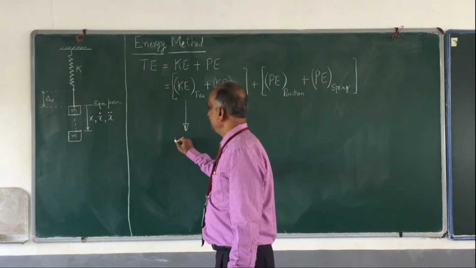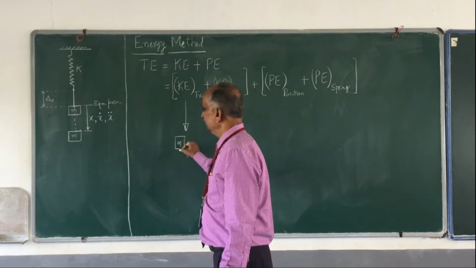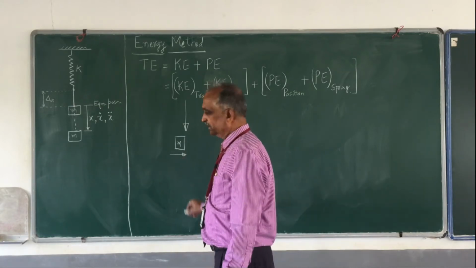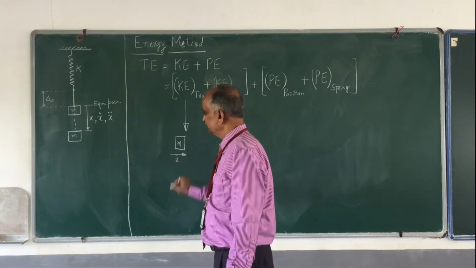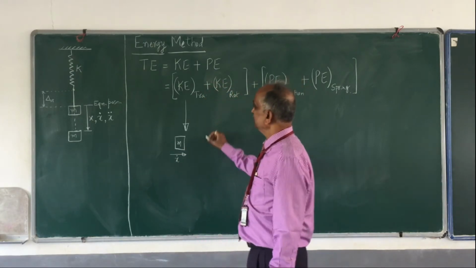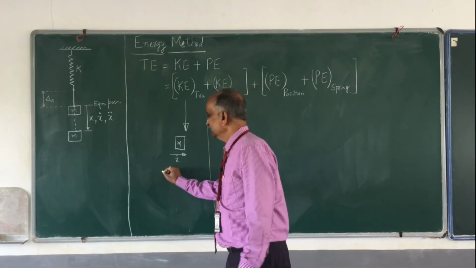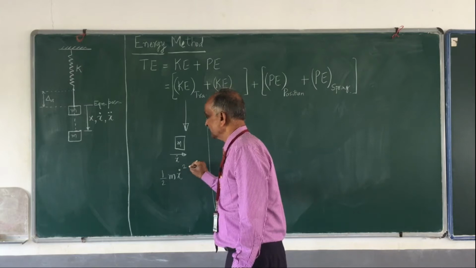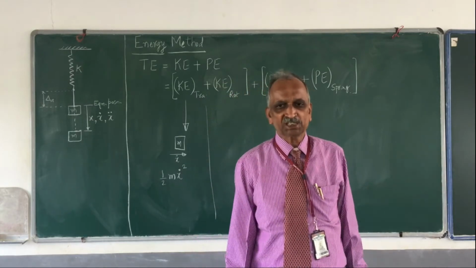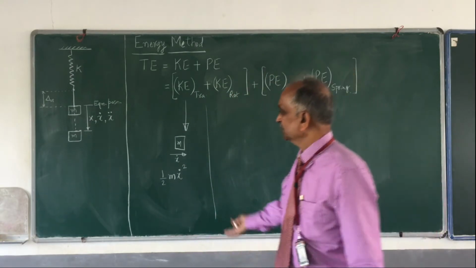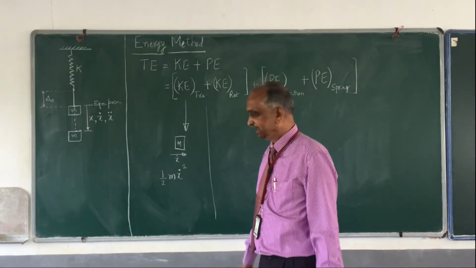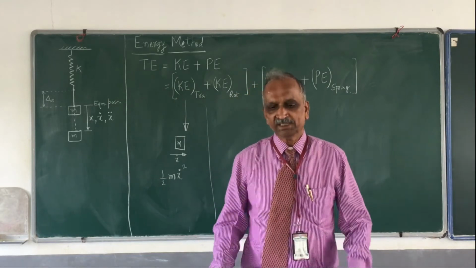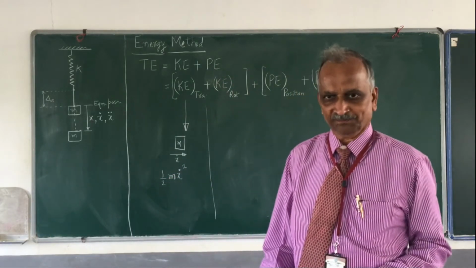Imagine that you have a mass, and this mass is moving along a straight line, say horizontal, and say its velocity is x dot. Then you are already quite familiar, the kinetic energy is half m x dot square. Half m v square, where v is nothing but the velocity, x dot, dx by dt. So half m x dot square will give you the kinetic energy because of translatory motion.